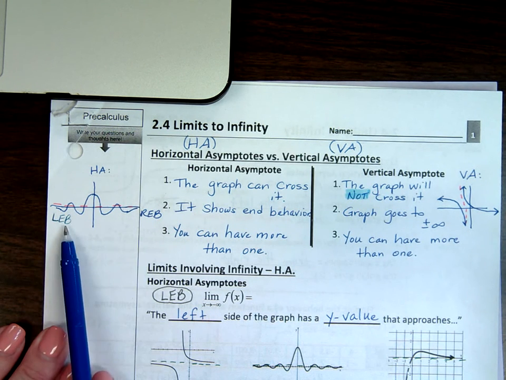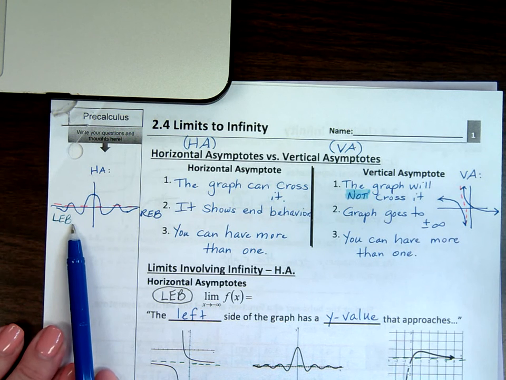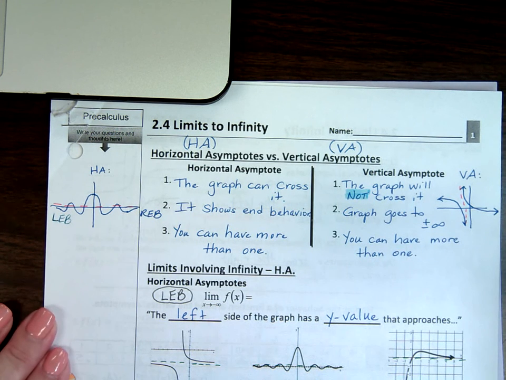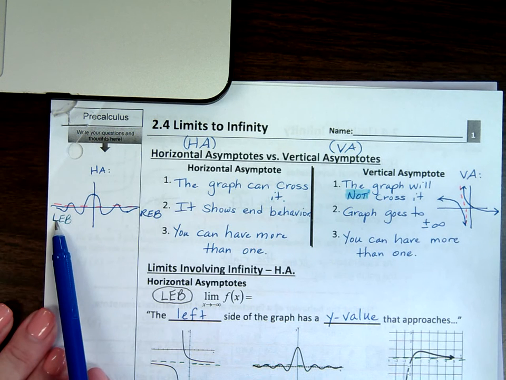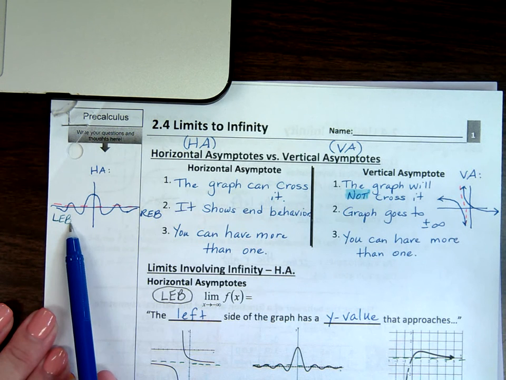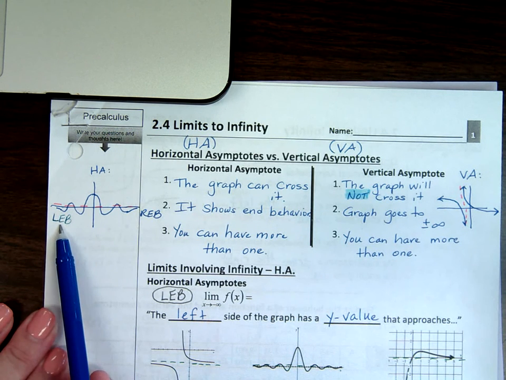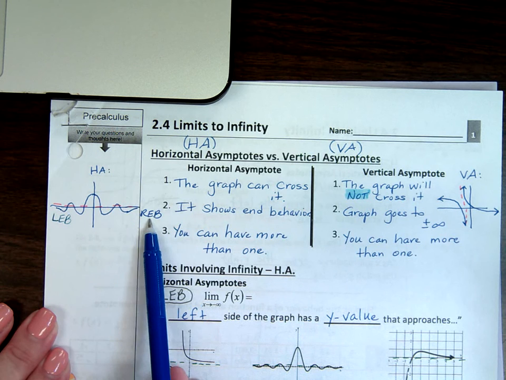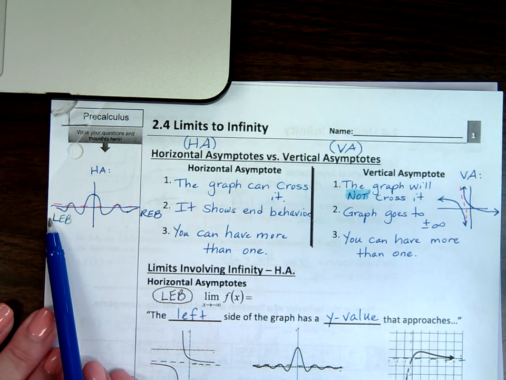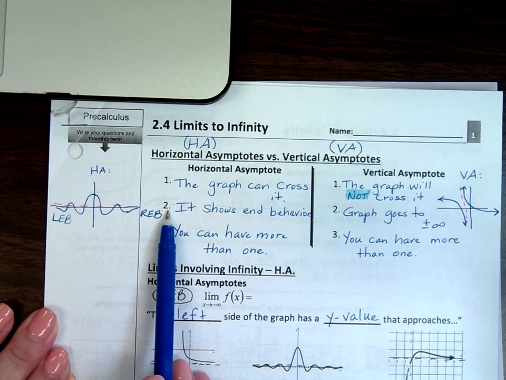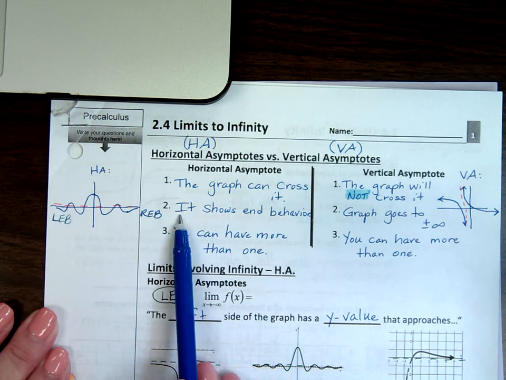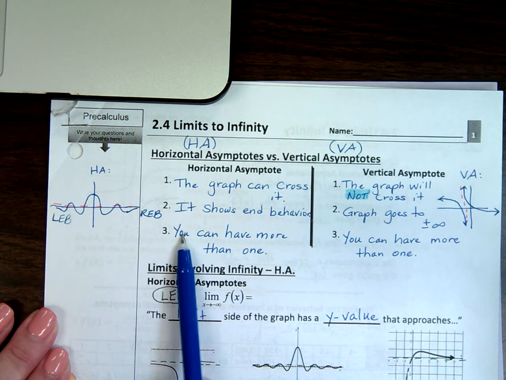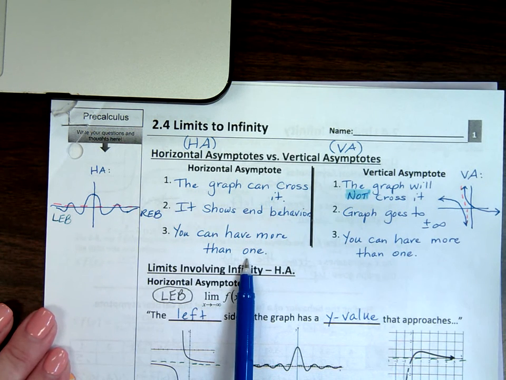So what you're looking at is what it's doing on the far left when you go far left on the graph versus what you are doing when you go far right on the graph. So this is the left end behavior, the LEB. What's it doing on the left? This is the right end behavior. What's it doing when you get to the right? What's it doing when you get to negative infinity? And what's it doing when you get to positive infinity? So it shows the end behavior of the graph, and you can have more than one horizontal asymptote. We're going to see some examples of that today.